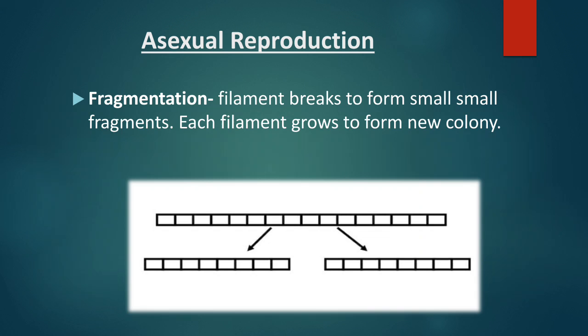Asexual reproduction with the help of fragmentation. Filaments break to form small fragments. Each fragment grows to form a new clone.